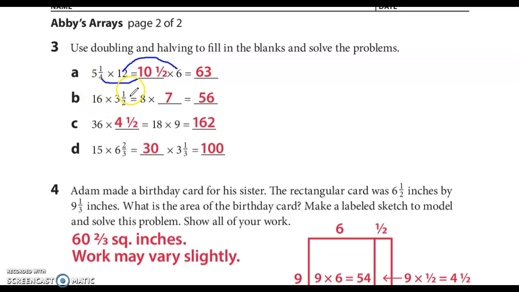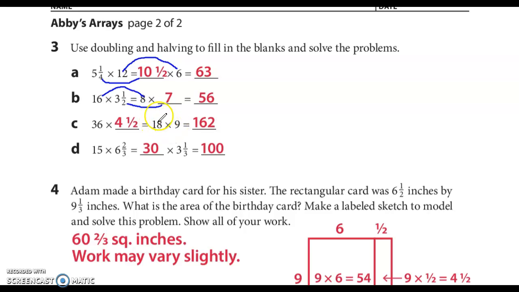16 times 3 1/2, you know that the 16 and the 8 have a relationship. 16 to 8, it's broken in half, so you're going to double the 3 1/2. So you double 3 1/2 to get 7. 8 times 7 is a lot easier than 16 times 3 1/2, so 8 times 7 is 56.